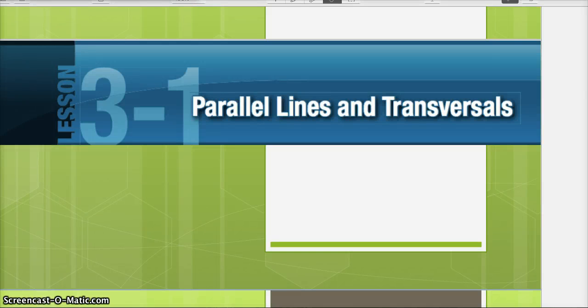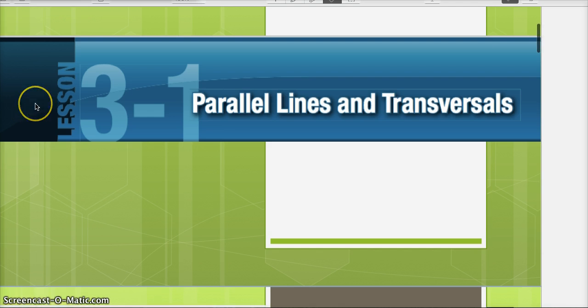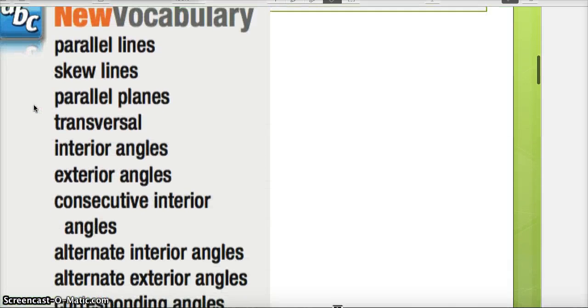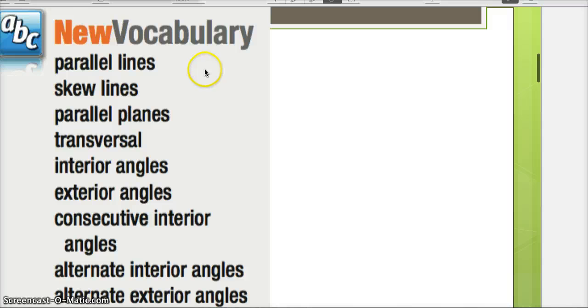Hey guys, we are in Chapter 3 Geometry and we're going to be talking about parallel lines and transversals. Our vocabulary is a bit extensive, but we have some concepts that you should be pretty much familiar with. So the first one we'll talk about is parallel lines.